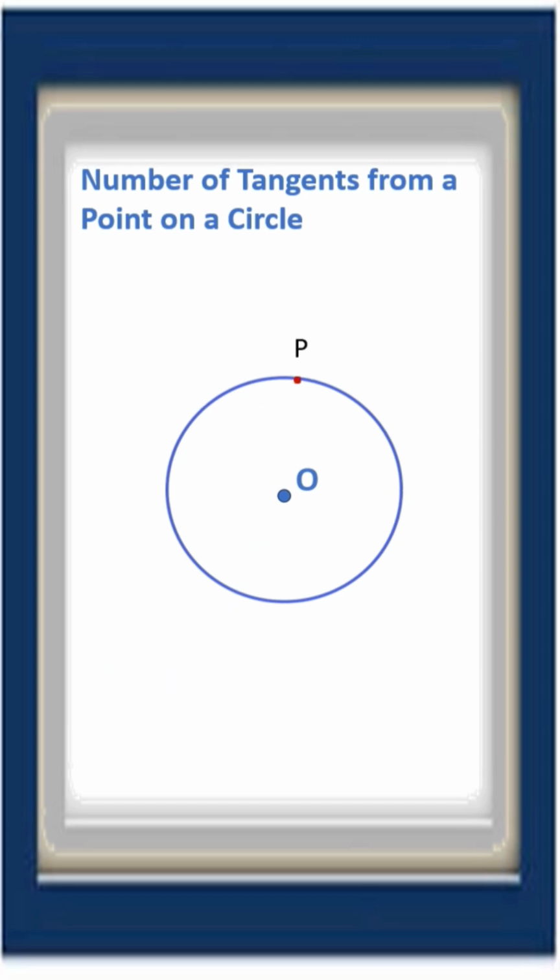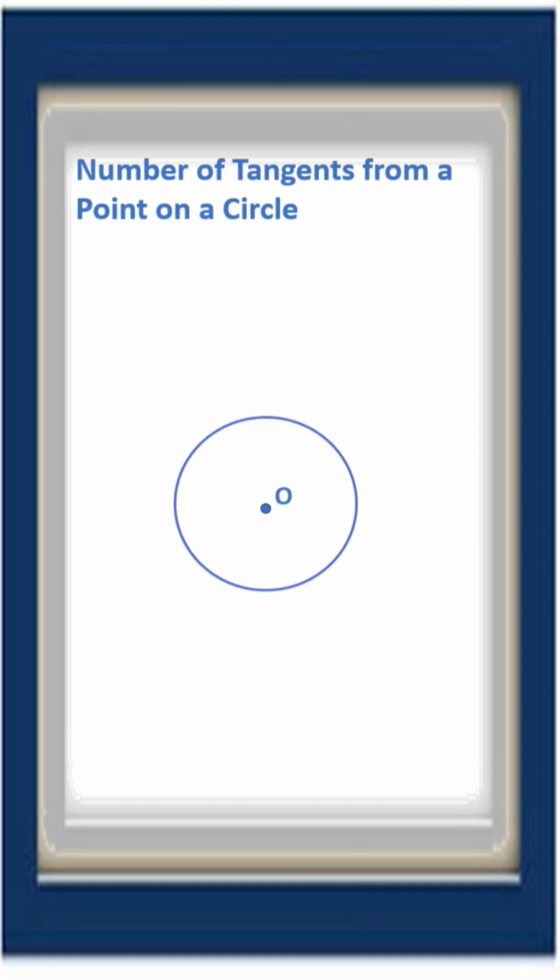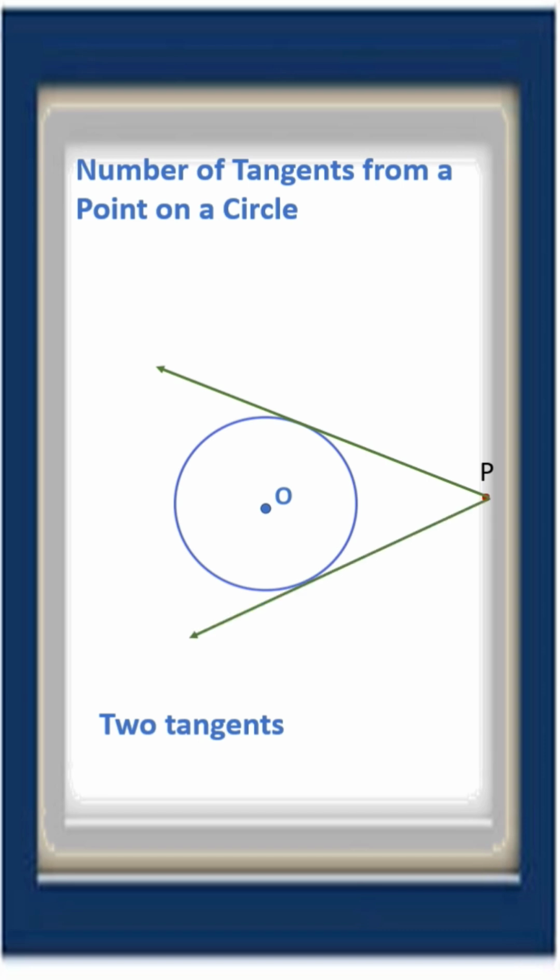Now let us take a point P on the circle. Through it, one and only one tangent can be drawn. Now take point P outside the circle. Through it, two tangents can be drawn. So two tangents can be drawn from an external point to a circle.